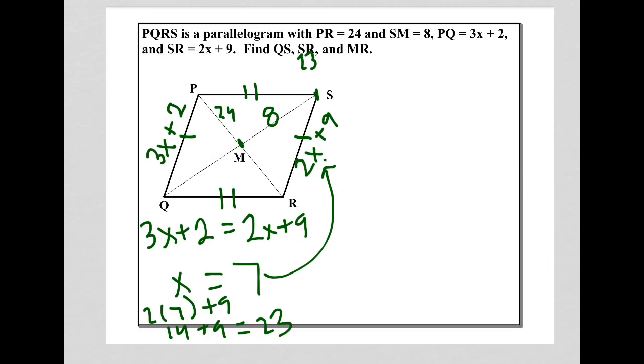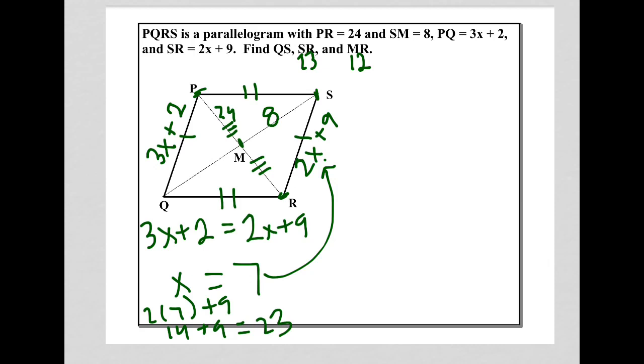Okay. So we know that our diagonals bisect each other in a parallelogram. So if I have that PR is 24, I should see that I'm bisecting it into two congruent segments, meaning if I'm splitting 24 exactly in half, MR should give me 12.